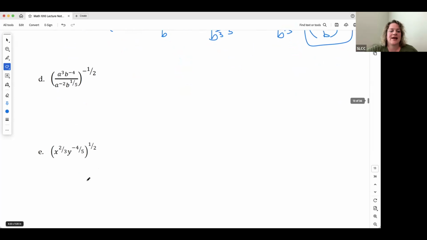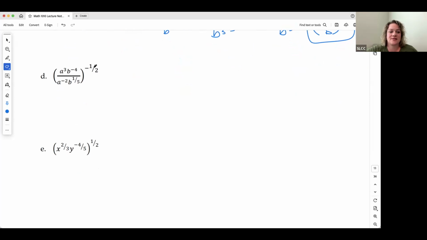All right, I have this negative 1/2, that's crazy. So let's not worry about that until I've cleaned up what's on the inside. Inside the parentheses, I see a cubed over a to the negative 2, and then I see b to the negative 4th over b to the 1/5. I want to write them separately, clean them up, then apply what I see up here. This is all raised to the negative 1/2.